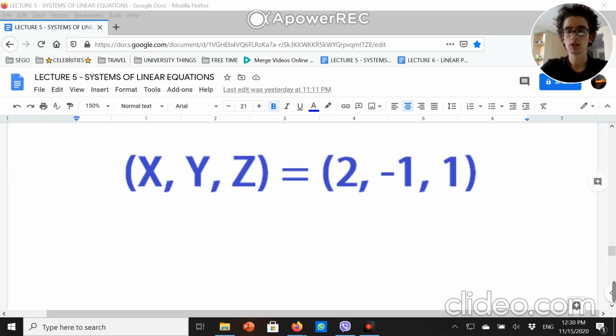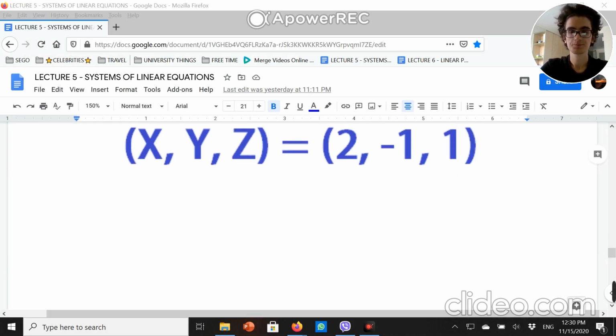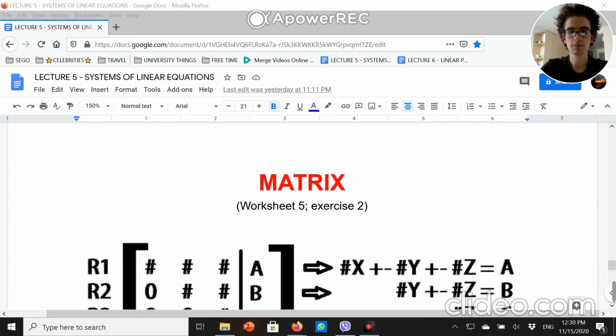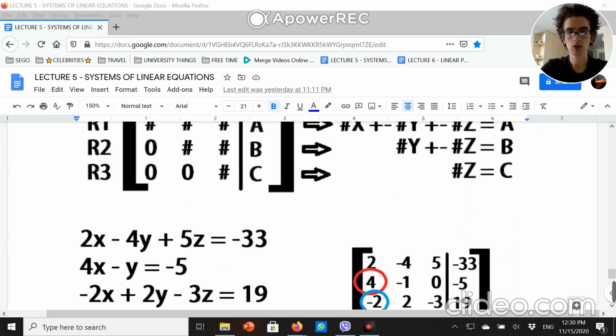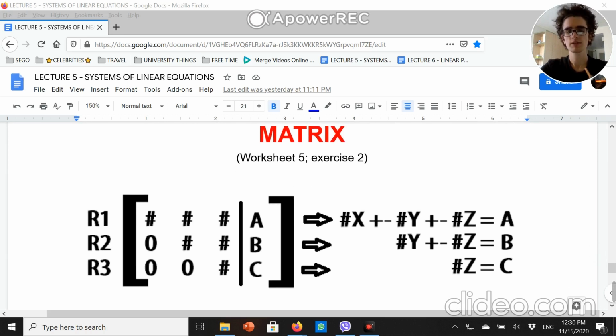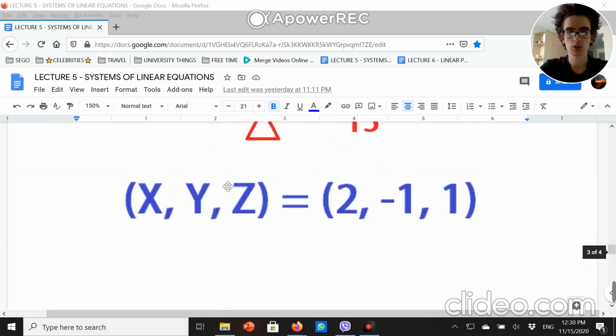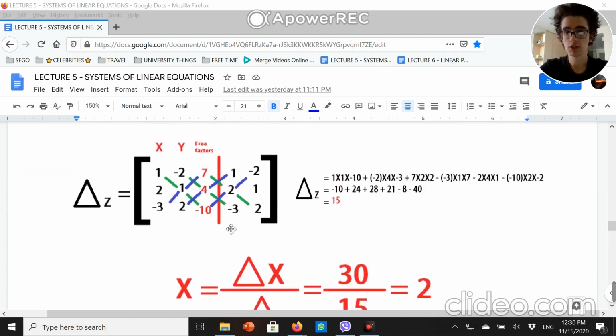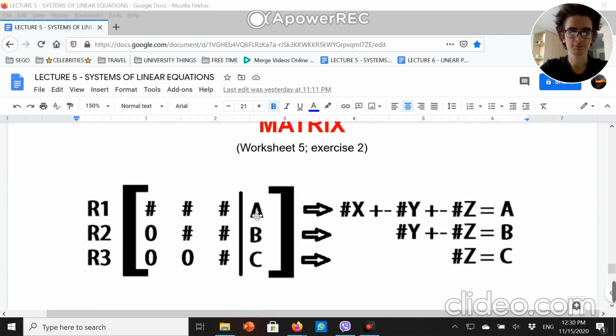And now we're gonna take a look at the matrix method. The example that I'm gonna work on, actually the exercise, is from worksheet 5, exercise 2. So what does the matrix look like? This is kind of the way that it should look in the end. It's the same system of rewriting as we had in Cramer's rule, the only difference is that we do not rewrite these two columns here.